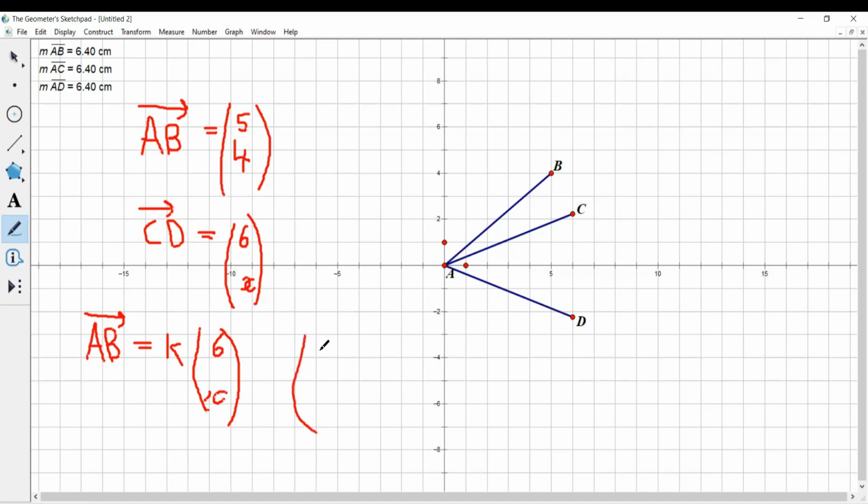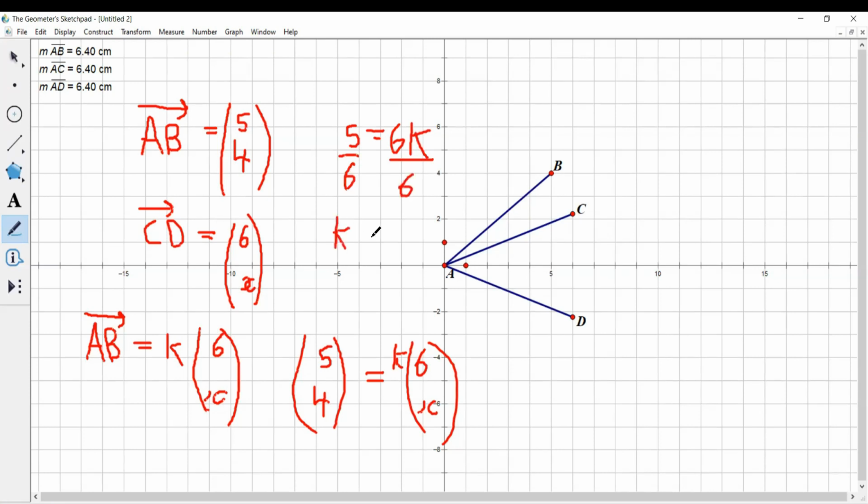So in this example, we're going to set (5, 4) equal to some constant k times (6, x), and then work out what the constant is. In this case, 5 is equal to 6 times k. Dividing both sides by 6, k is equal to 5 over 6. That means 4 is equal to k times x, which is 5 over 6 times x. When you cross multiply, you get 24 is equal to 5x.